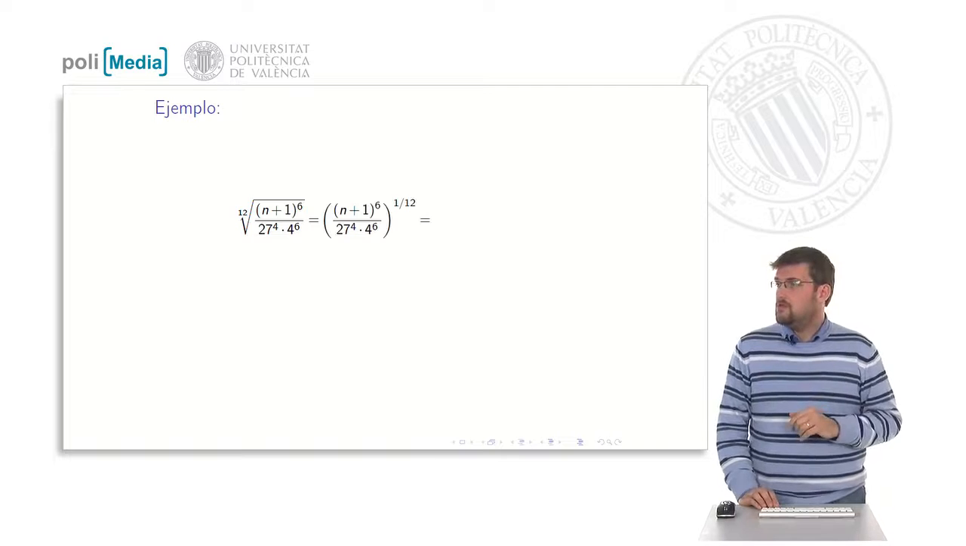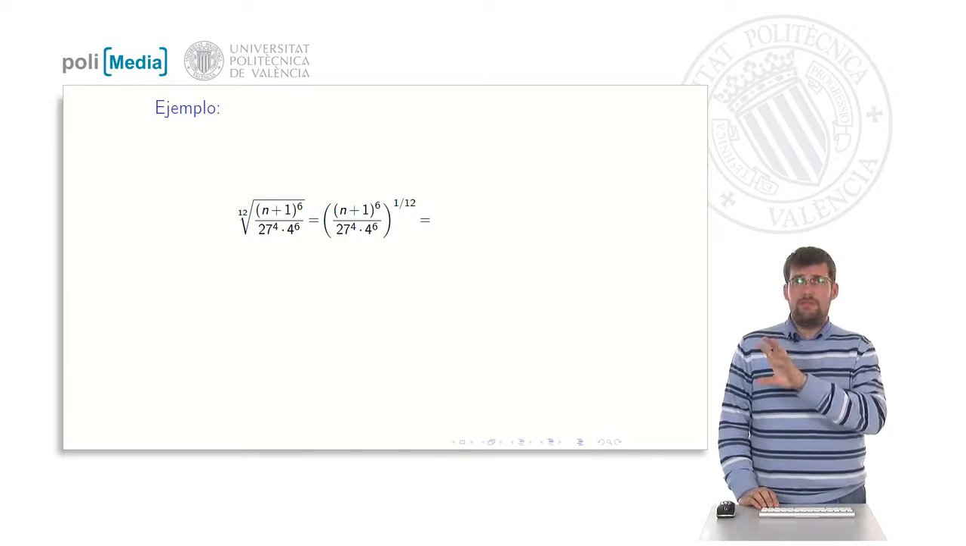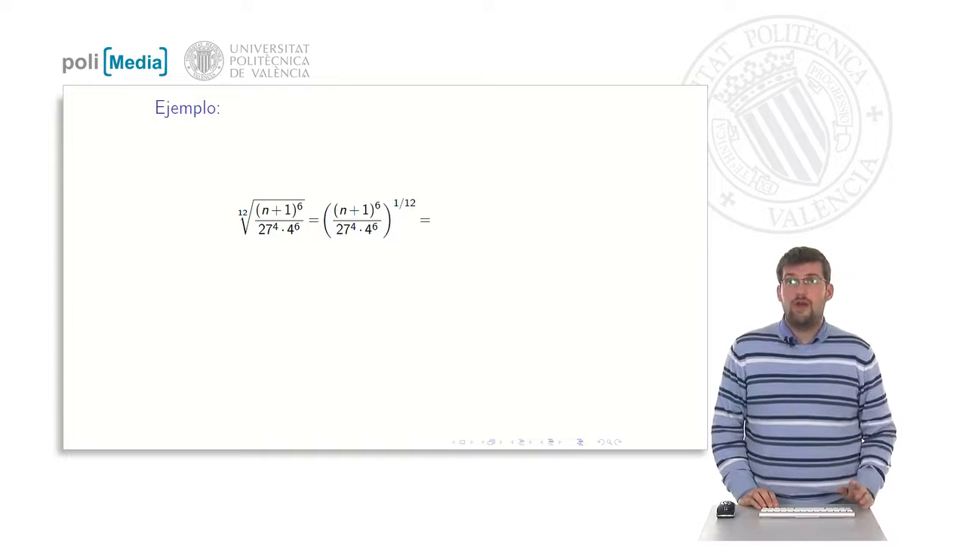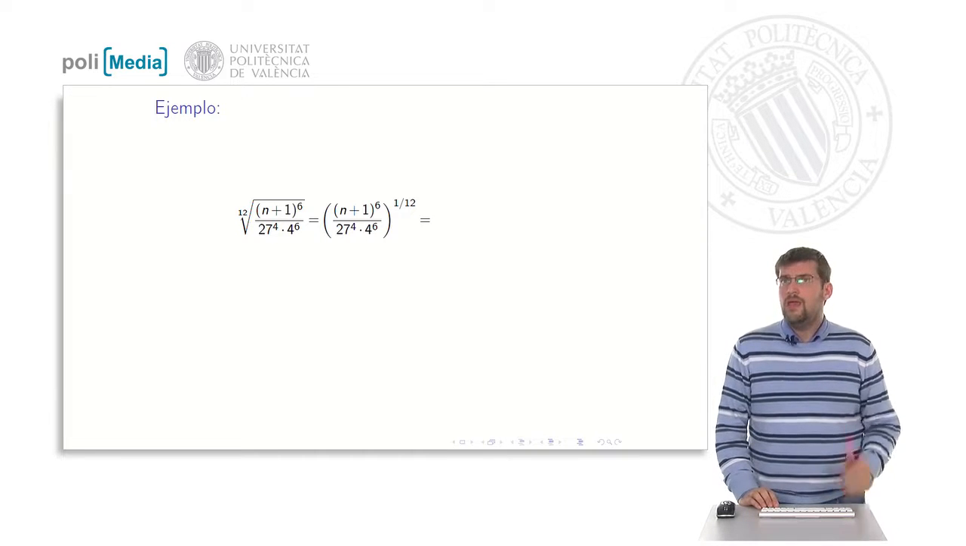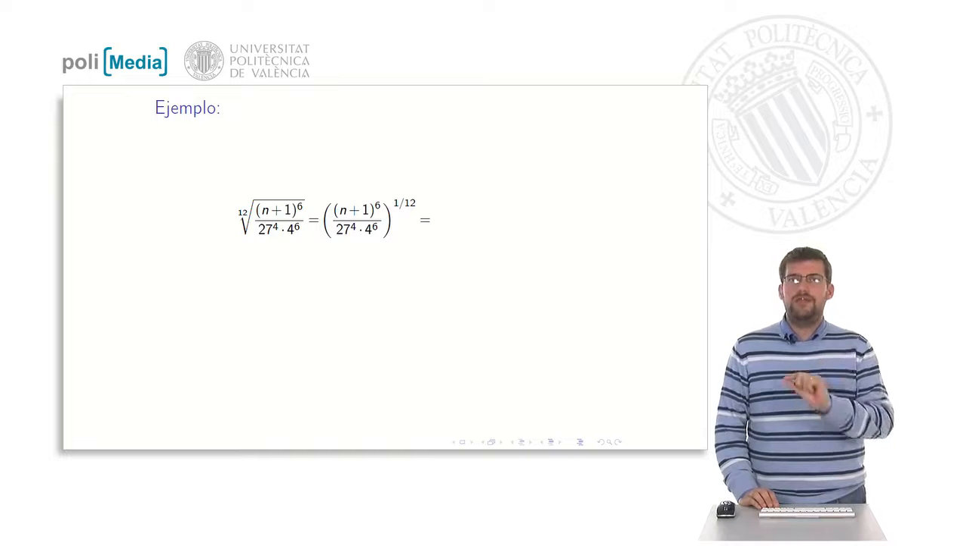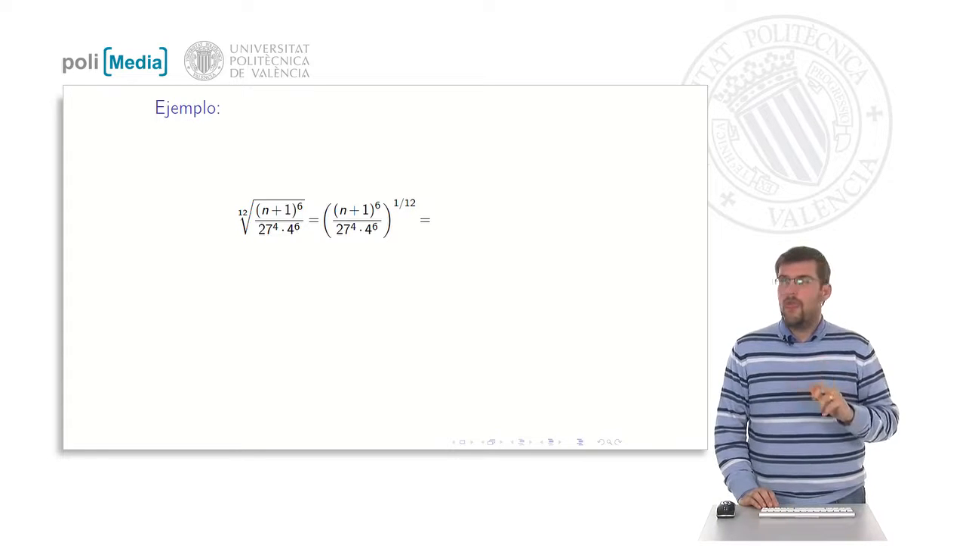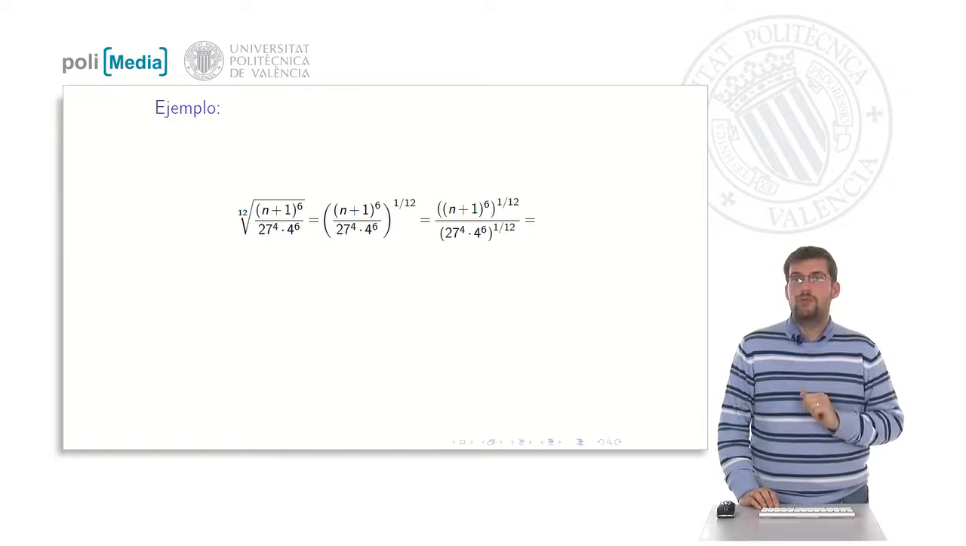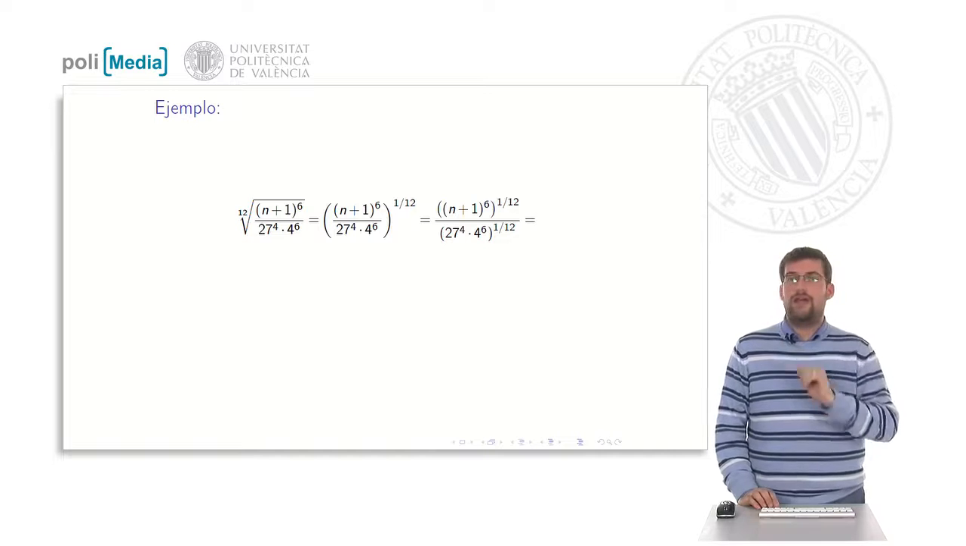So we can write exactly the same fraction, but now instead of the root, with the power 1 divided by 12. And now we begin to apply the properties of exponents. We have a fraction with an exponent, then that exponent affects both the numerator and the denominator. We see it like this: the 1/12 affects the top part and the 1/12 affects the bottom part in the same way.